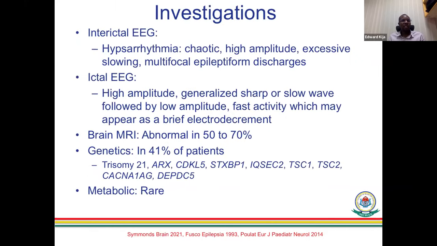On electrophysiological studies, the EEG shows the classic hypsarrhythmia, which is chaotic, high amplitude, excessive slowing with multifocal epileptiform discharges. The ictal EEG shows a high amplitude, generalized sharp or slow wave, followed by low amplitude and fast activity, which appears as a brief electrodecrement. Most patients present with structural malformations, and brain MRI is abnormal in up to 70% of the patients. The genetics varies quite a lot, and is positive in 41% of the patients. It may range from trisomy 21 to the tuberous sclerosis genes TSC1 and TSC2 to DEPDC5. So the genes for infantile spasms are quite diverse. A few cases have also reported metabolic abnormality in patients presenting with infantile spasm syndrome.